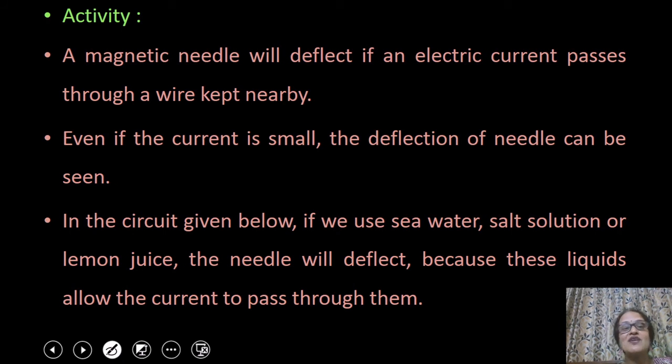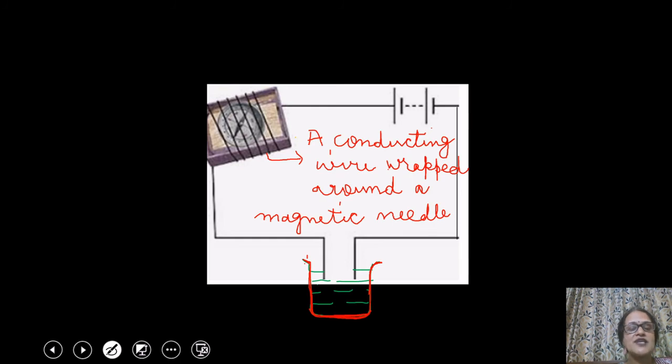All of you are familiar with a magnetic needle. A magnetic needle will deflect if an electric current passes through a wire kept nearby. And even if the current is small, the deflection of the needle can be seen. So I just want to share this circuit with you. Here you can see that we have placed a magnetic needle inside the discarded matchbox. So this is the discarded matchbox.